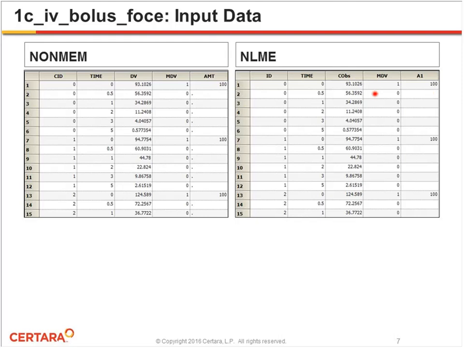Then we have another difference. This is a column for the dosing amounts. This is called AMT in NONMEM and A1 in NLME. This stands for IV input. Also, in the dosing amount column, in NONMEM you have some dots on the empty cells, and in NLME these are simply empty where you don't have any dosing amounts. But that's about it. So the input data for the two equivalent types of models are mostly the same.